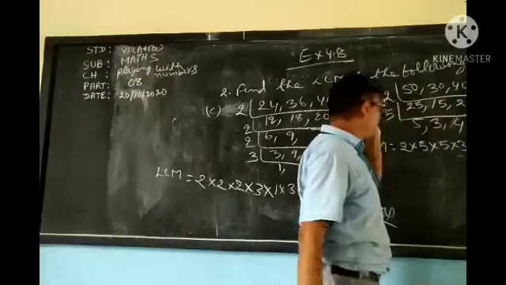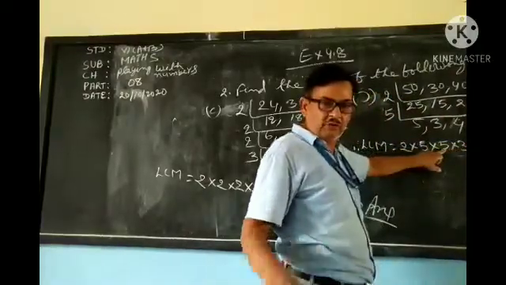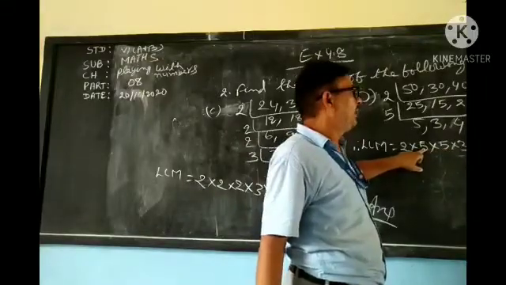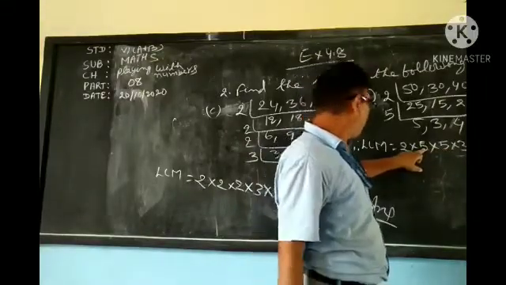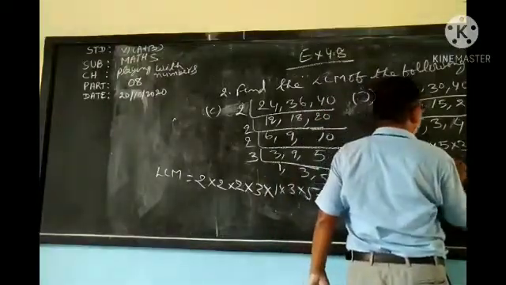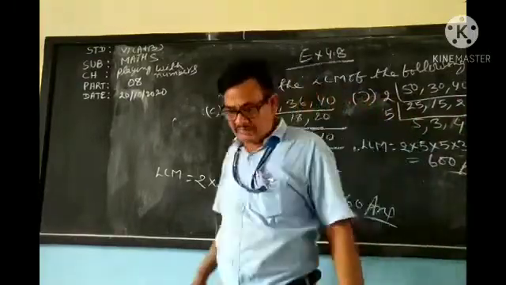What will we write? 4 into 3, 12. 12 into 5, 60. 60 into 5, 300. 300 into 2, 600. 600 is your answer. Is it clear? Now that I have done.